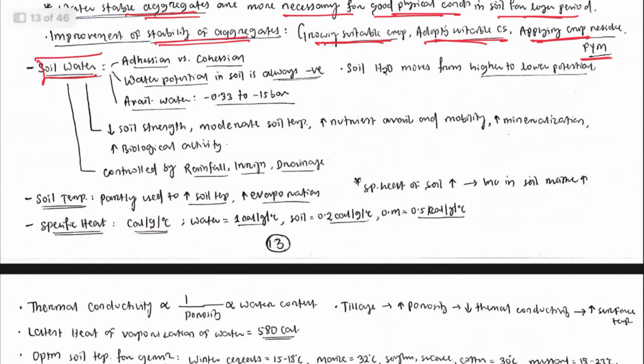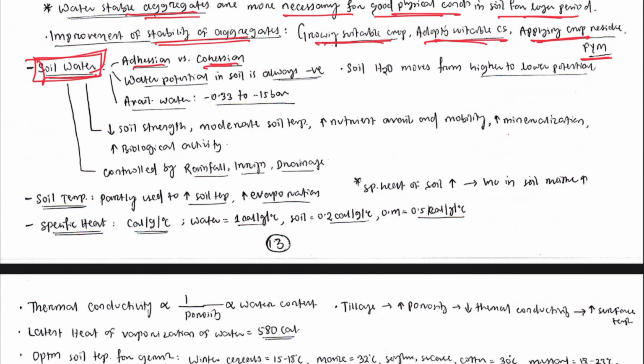Next physical property of the soil is soil water. Okay, soil water. So how does soil hold the water? It is due to adhesion and cohesion. Adhesion means attraction between two different types of particles, or dissimilar particles. Like when soil attracts the water, that is called adhesion. Cohesion means the attraction among similar particles. When water and water attract each other, that is called cohesion.